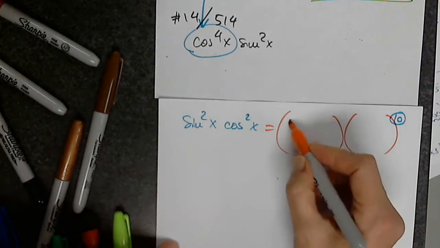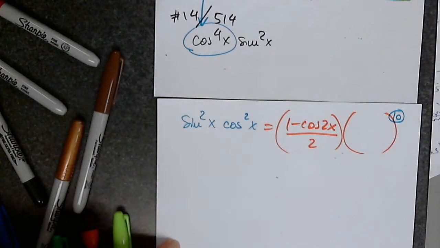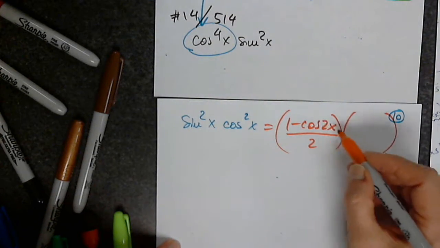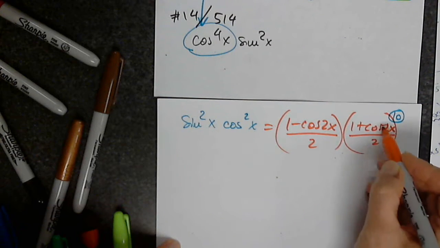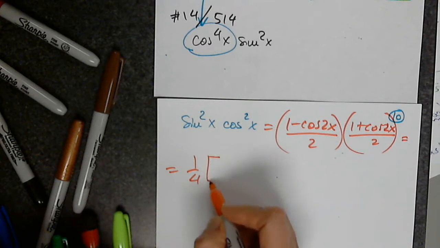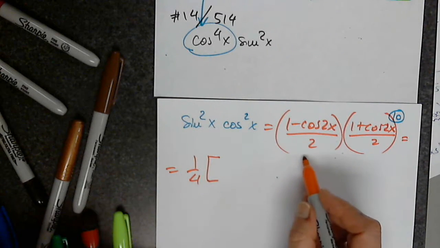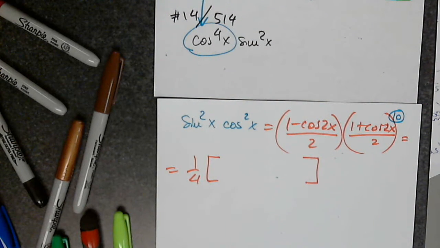1 minus cosine 2x divided by 2. And the other one, cosine squared, 1 plus. I pull 1/4 outside. Can anyone give us the answer for a minus b times a plus b? 1 minus cosine 2x times 1 plus cosine 2x. Yes.